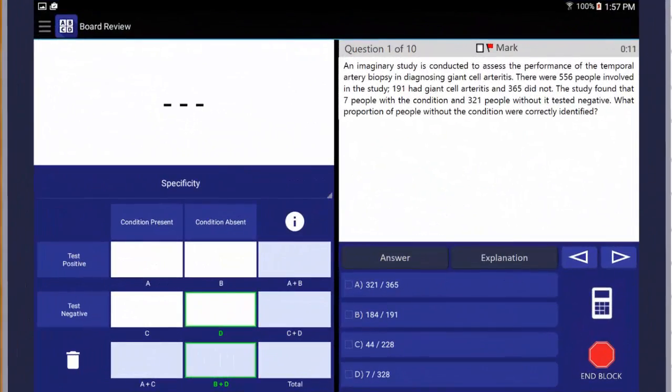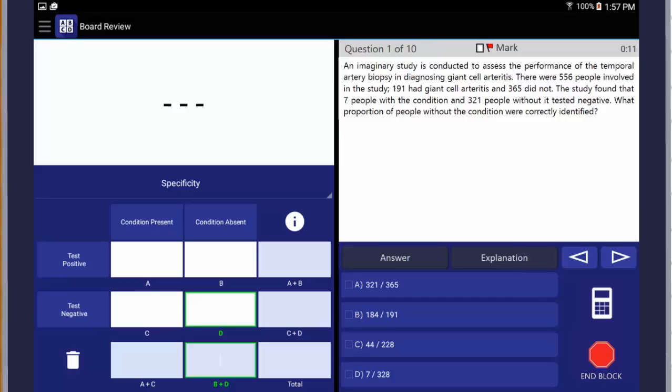An imaginary study is conducted to assess the performance of the temporal artery biopsy in diagnosing giant cell arteritis. There were 556 people involved in the study. 191 had giant cell arteritis and 365 did not. The study found that 7 people with the condition and 321 people without it tested negative. What proportion of people without the condition were correctly identified?